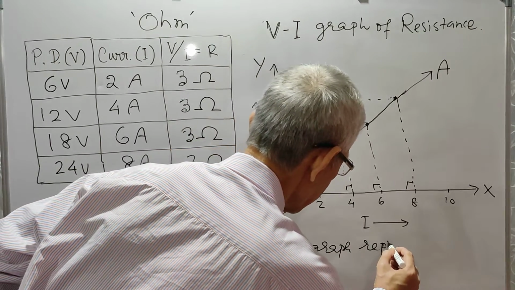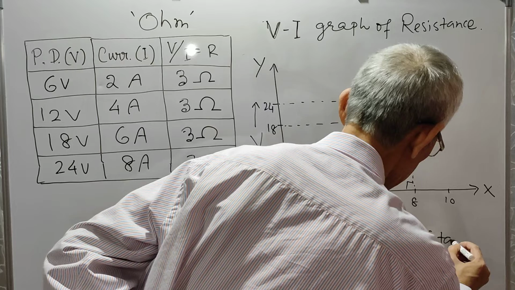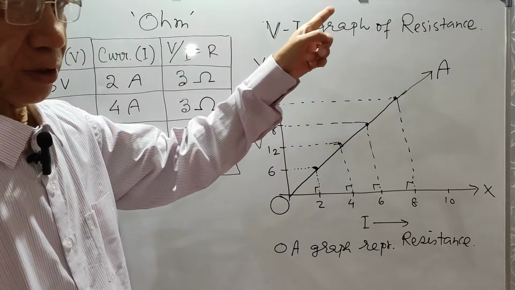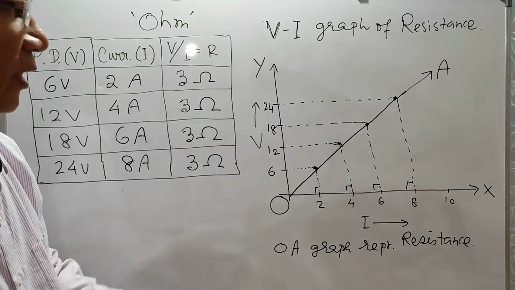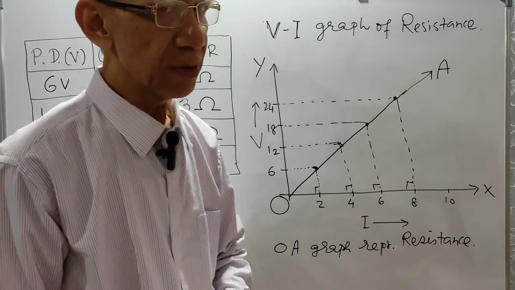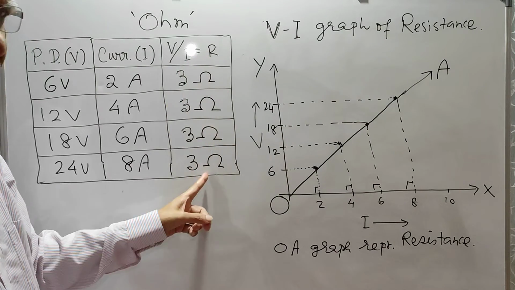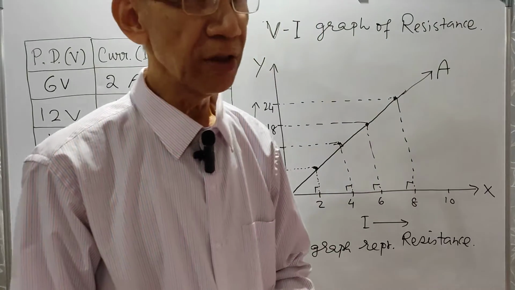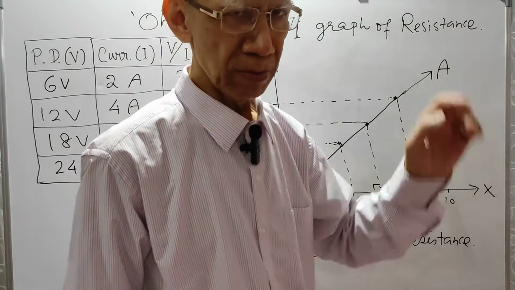OA graph represents resistance of that resistor which you use for the activity. So this is called resistance graph. Now resistance graph is always a straight line. Sometimes you are asked in exam, why it is a straight line? Because resistance is constant. Constant means uniform. In class 9 you did straight line graphs for uniform velocity and uniform acceleration. So straight line means uniform, that is constant.